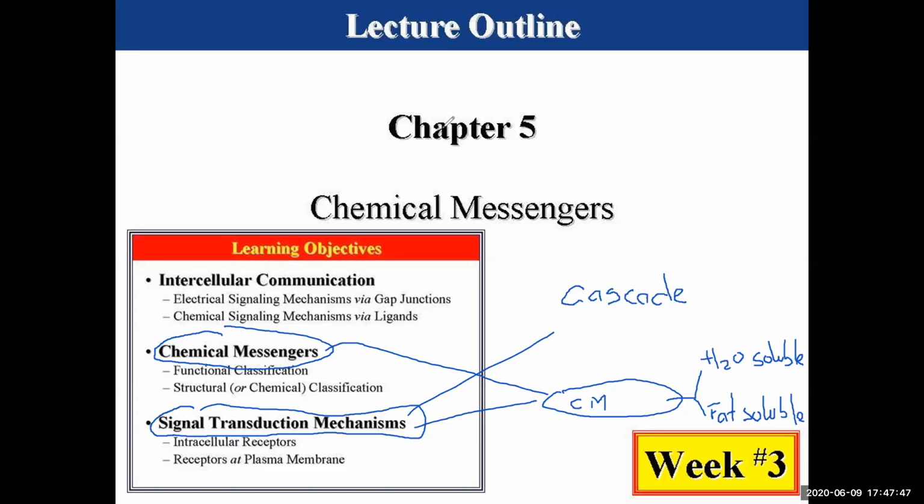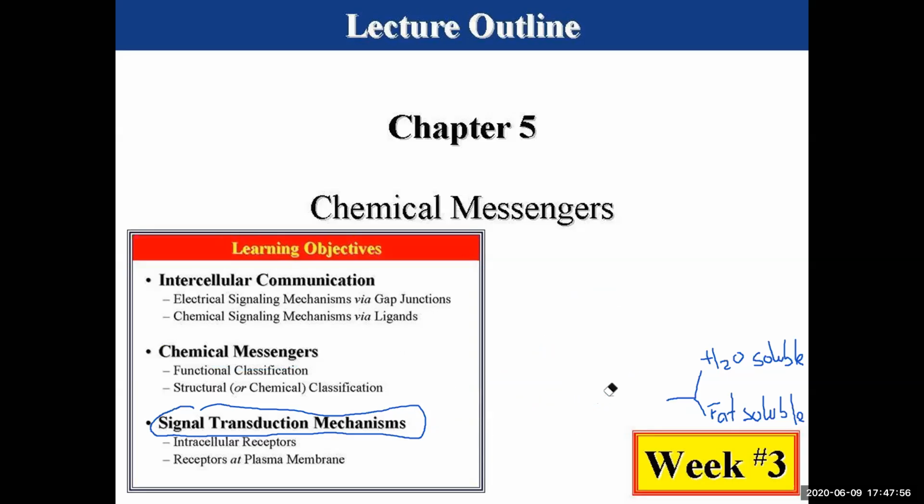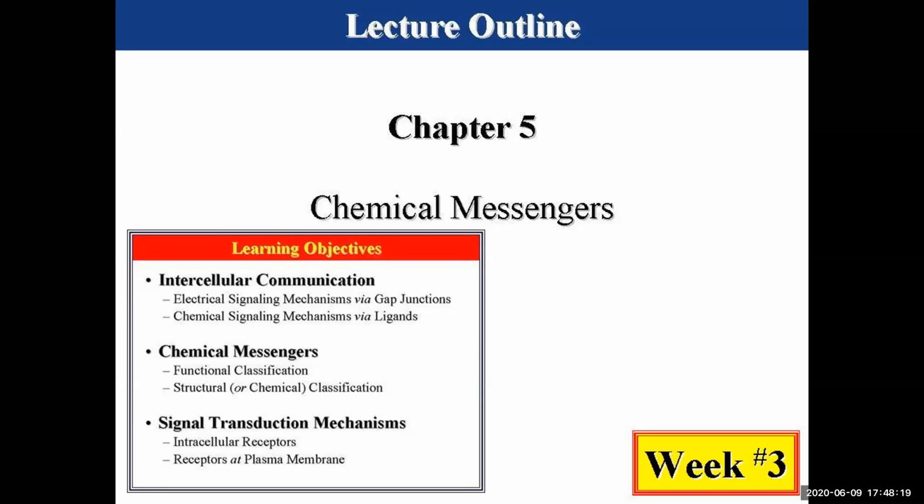So we're going to talk about that because the consequence is it implies the location of the receptor. That's why you see here intracellular receptors or receptor at the cell surface, at the cell membrane, or at the plasma membrane. Okay. So keep that in the back burner. So this is the gist for the lecture. So let's get the ball rolling.